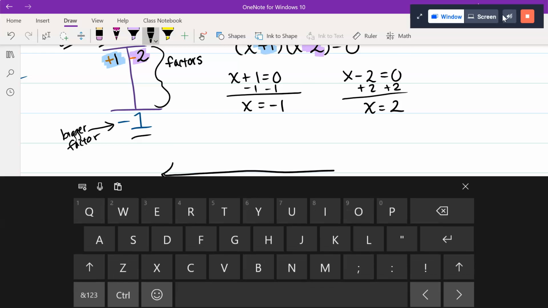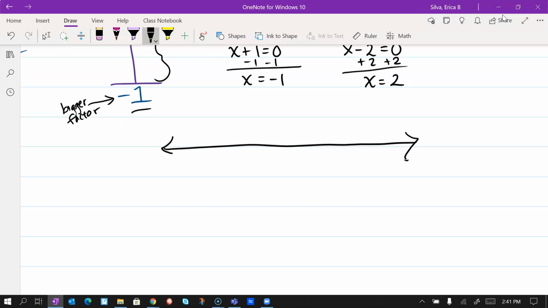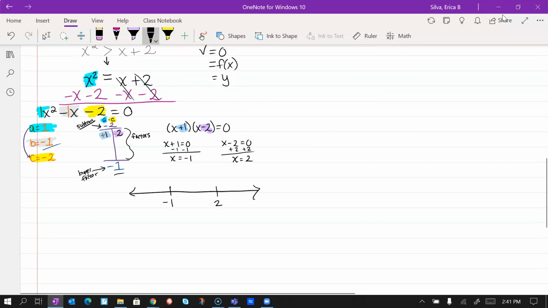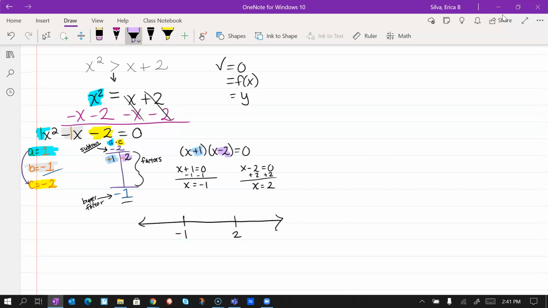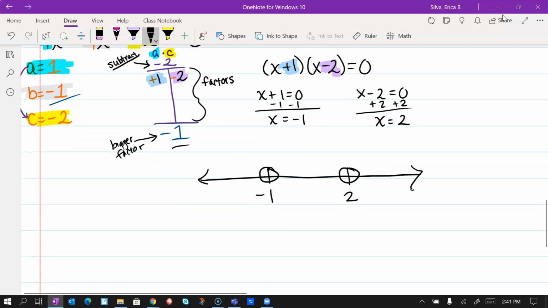So now, the next thing we need to do is we're going to put those numbers on the number line. So I'm going to have a number at -1 and a number at 2. If we look at my original equation, are we going to have an open circle or a closed circle? It's going to be open because there's no equal sign. So let's put 2 open circles at -1 and 2. Questions so far?